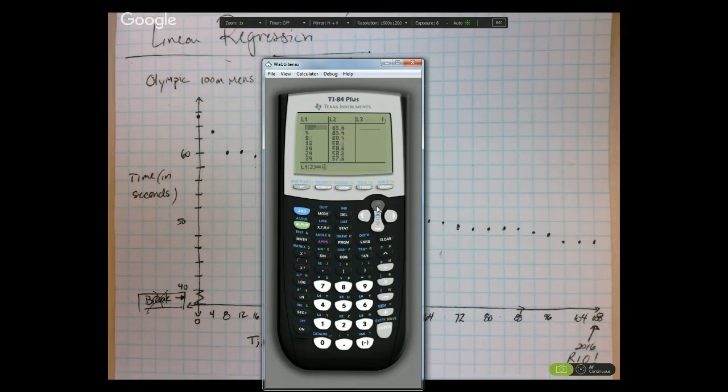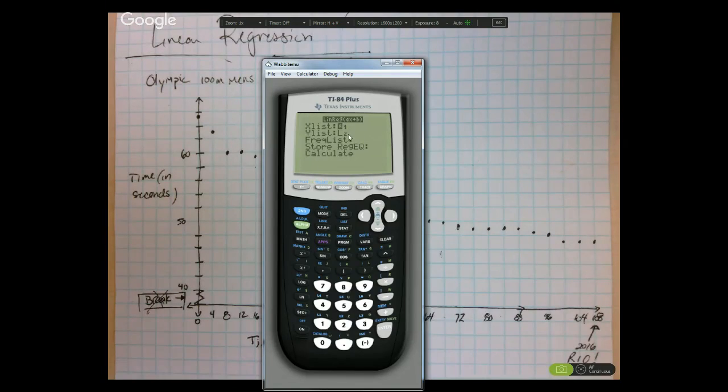Okay, and of course I went all the way through. It's not that much time. It'll only take you a few minutes. You just get it done. Okay, so list 1 and list 2. Quit out of that screen. Go to stat, calculate, and go down to number 4, linreg.